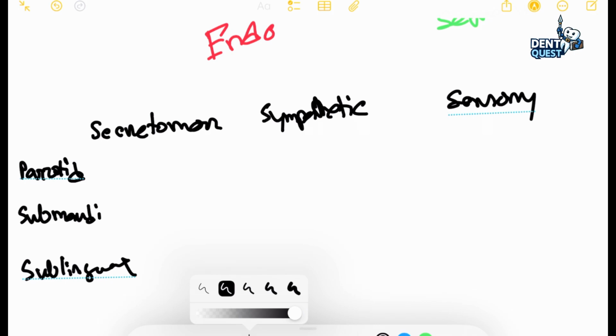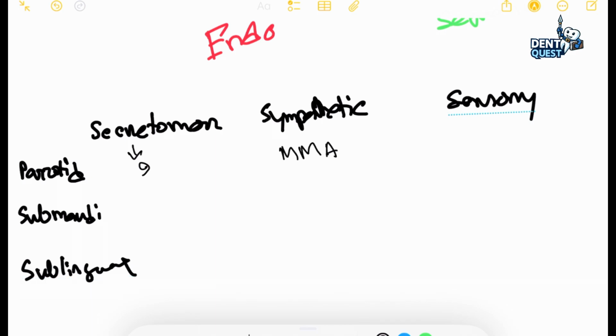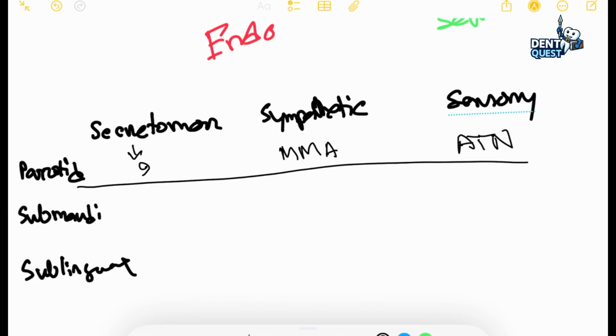The secretomotor root of the parotid gland comes from the ninth cranial nerve, while the sympathetic supply comes from the plexus around the middle meningeal artery, and the sensory supply is from the auriculotemporal nerve. This is for the parotid gland.